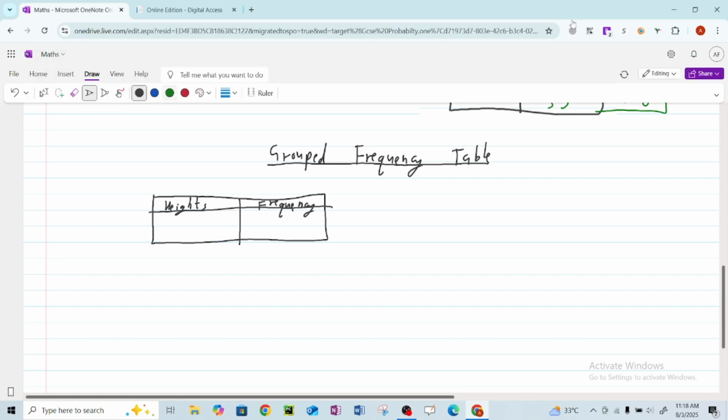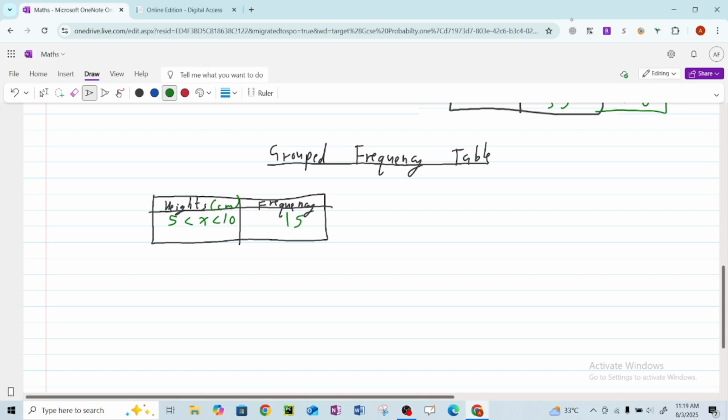Now, let's say my height is 5 < x ≤ 10 centimeters, just a random example. And then you say that we have 15 people in that range. That means 15 people have a height of 5 to 10 centimeters. We're not going to write 5, 6, 7. We can just write this 5 to 10.